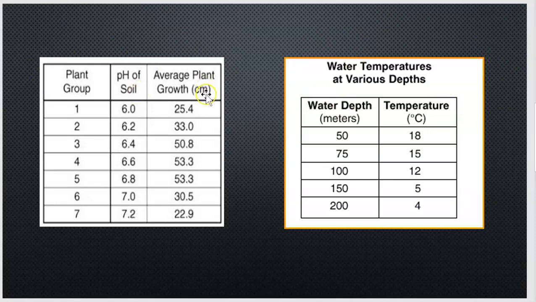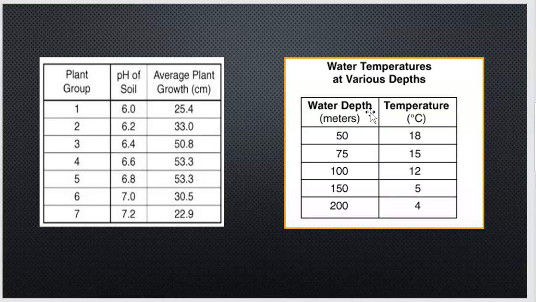We want our columns to be very clearly marked. When possible, it's great if we include our units. So if we look over here on our left-hand side, when we were talking about average plant growth, I wrote up here centimeters, the units that I'm going to measure with. That way everybody knows what 25.4 what, 33.0 what. Well, we know centimeters. Same way over here, if we're talking about our water temperatures versus depth chart.